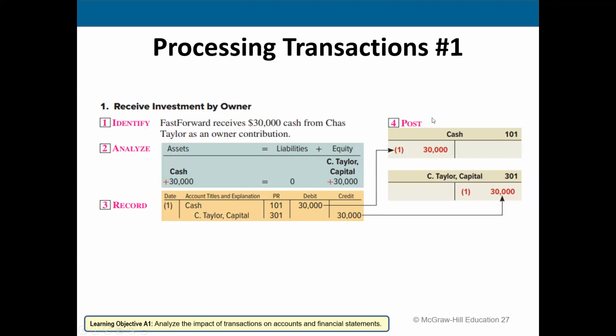And then 4, we post it to our T accounts. This is where we're going to keep track of the balances of those accounts. And posting is easy because we are already listed here as a debit. So we just put a debit over on the T account and put a credit over here on the capital investment. So there's our first transaction.